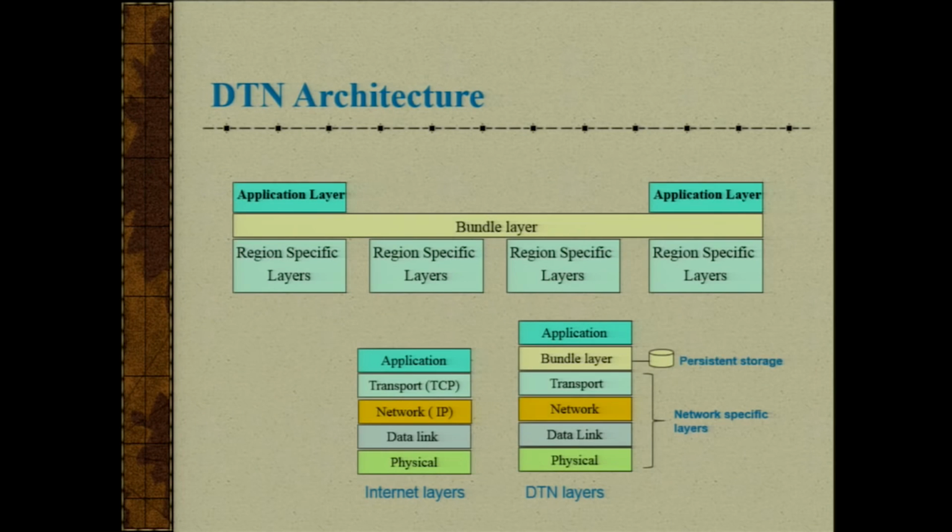A new overlay protocol called bundle layer is introduced above the transport layer, and the DTN protocol stack is compared with the internet stack, where we can see above the transport layer there is a bundle layer and an associated persistent storage in the bundle layer. The lower layers will always be network specific.